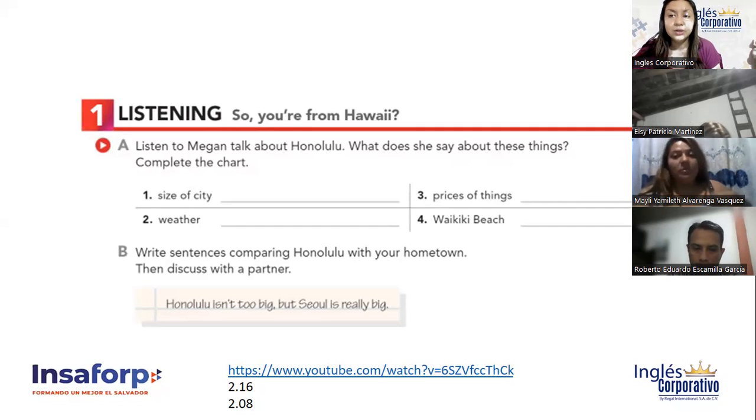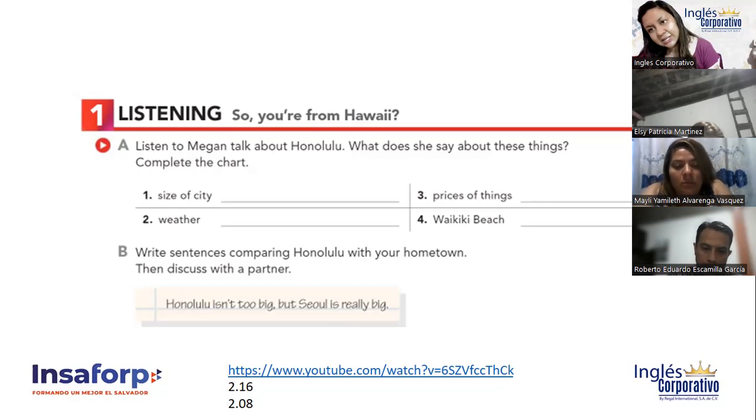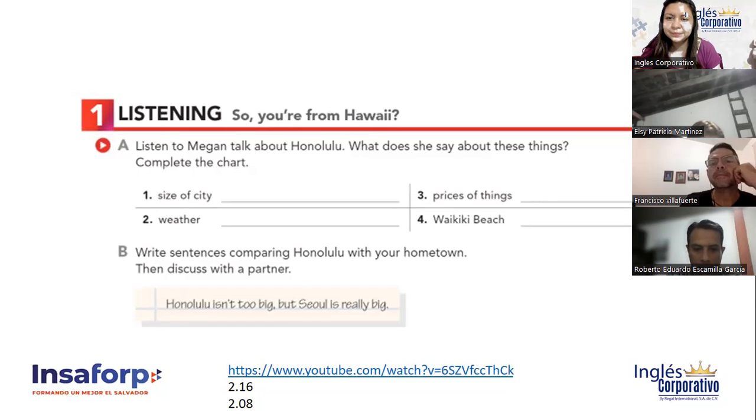The weather in Honolulu is very comfortable, but in Usulután, the weather is very hot. San Miguel is hotter. San Miguel is hotter than Honolulu. Honolulu isn't too big, but Lourdes isn't really big. Okay, Francisco, since it's negative, you would use either. Honolulu isn't too big, but Lourdes isn't really big either. Okay, Francisco? Okay. Thank you.